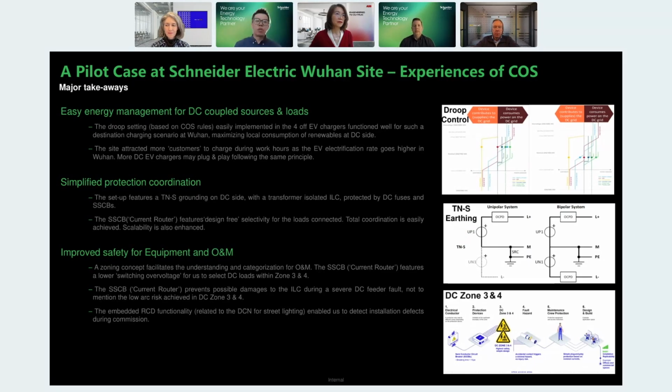The second aspect is protection coordination. As Marco and Ronald mentioned, there are difficulties in protection coordination in general for DC. This setup is a TN-S setup, again according to the current OS rule, with a transformer-isolated AC-DC. It's a simple, effective conversion from AC to DC to enable 700 volt DC, and it's protected by DC fuses and SSCBs.